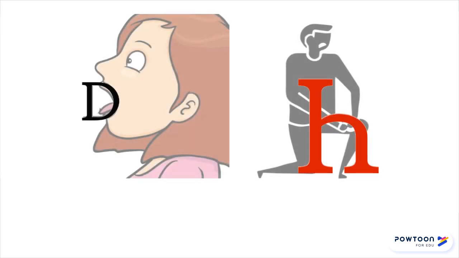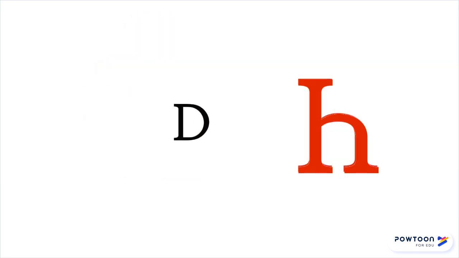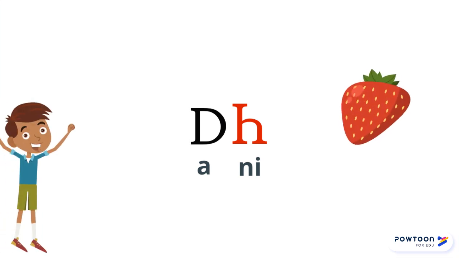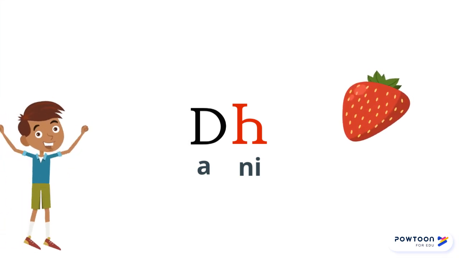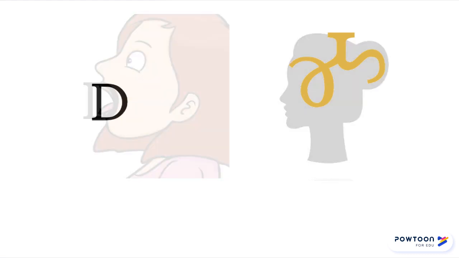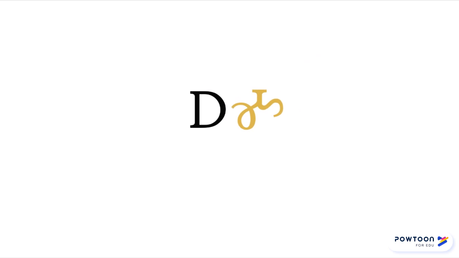Try this next one. Ah, ni. This means strawberry. Let's try one more. Try reading these syllables. Ah, ma, ama. This means water. Now you are reading Cherokee.